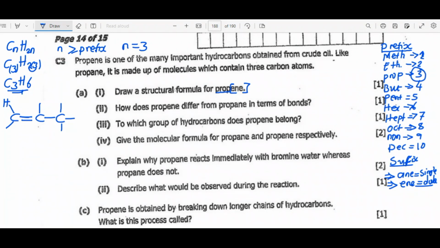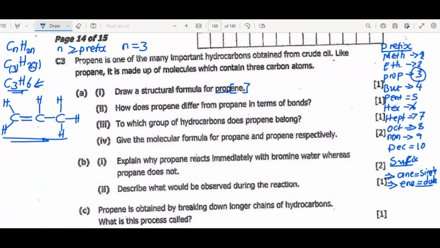So we have 1, 2, 3, 4, 5, 6. So these are the 6 atoms of hydrogen. So this is the first answer for the first part.